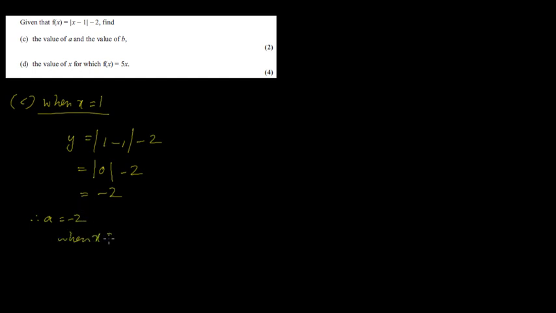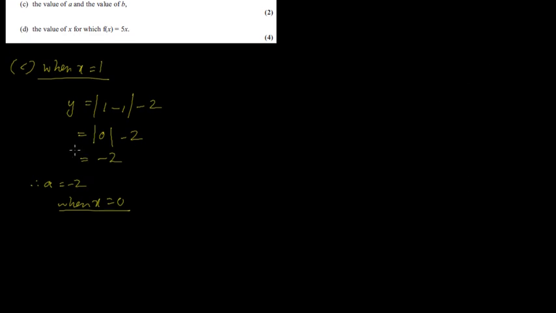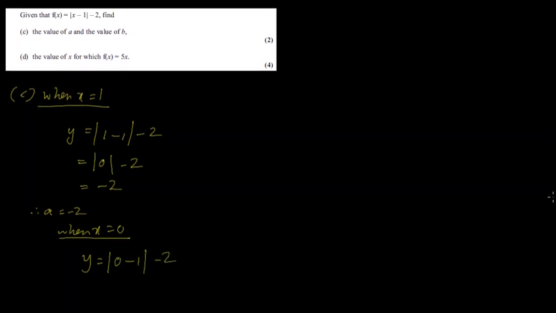Next, when x equals 0, remember y-axis, x equals 0. So here what's going to happen? y equals |0 minus 1| minus 2. So instead of x, I'm putting 0 here. So absolute value of minus 1 is going to be 1. Remember, when you remove the absolute value sign, the modulus sign, you just remove the negative or any sign, so it becomes 1, and there is minus 2. So 1 minus 2 is minus 1. So therefore b equals minus 1.